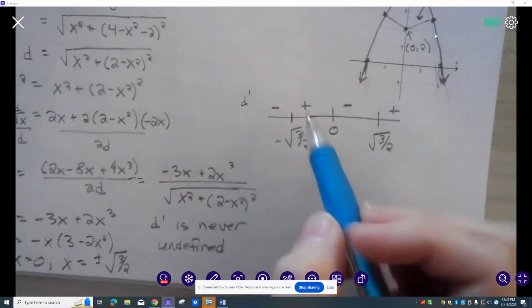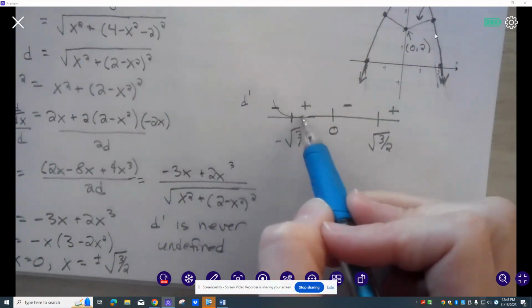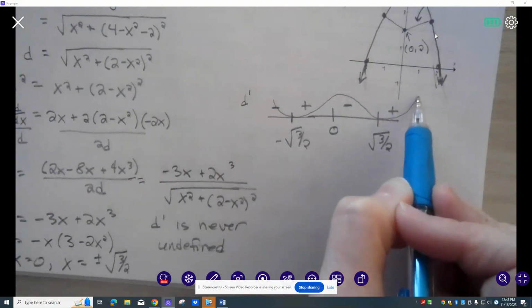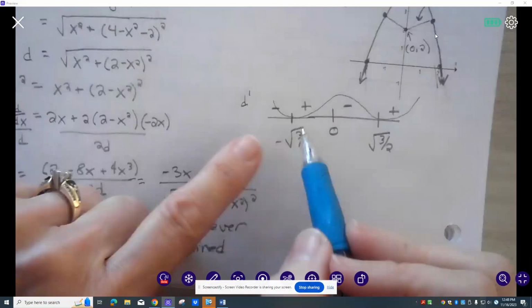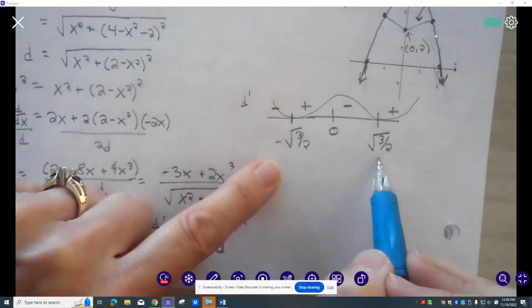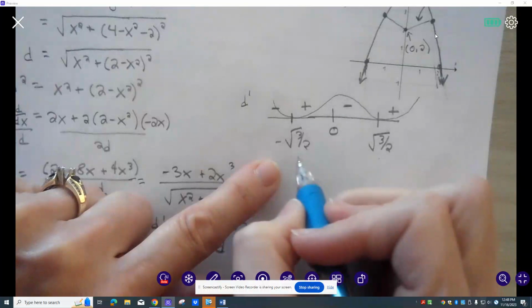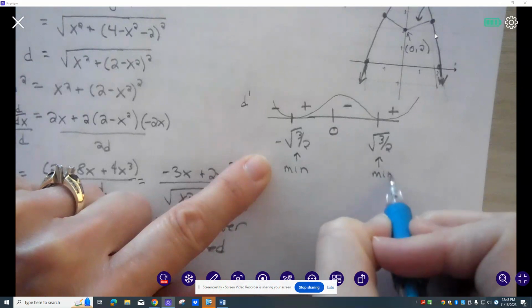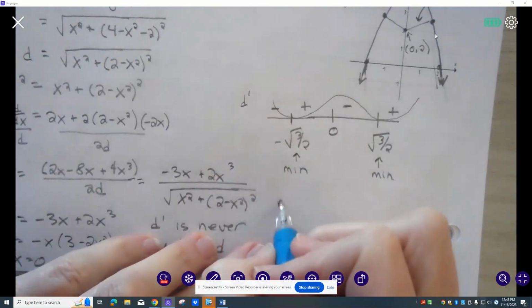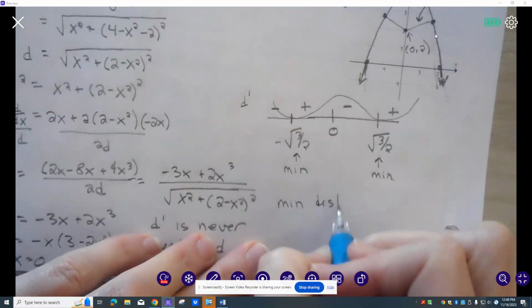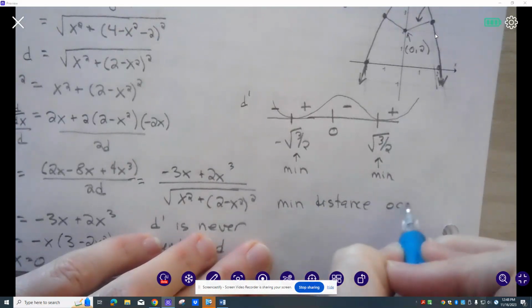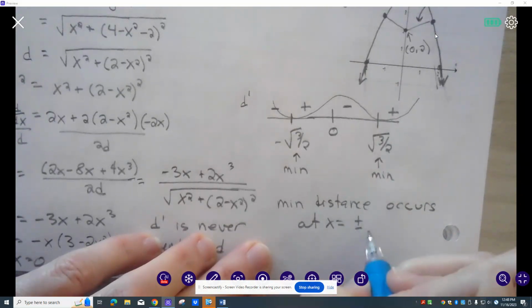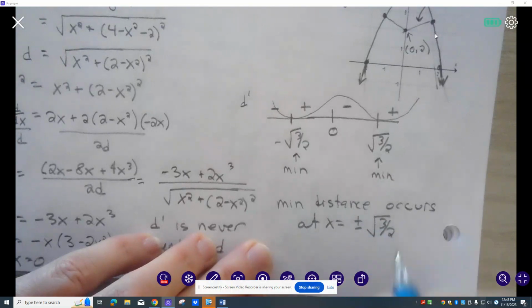So that means my original function is decreasing, increasing, 0, decreasing, increasing. So this is a min and this is a min. Remember, I'm looking for the minimum distance. So these are the dimensions that I want. So that means a min distance occurs at x equals plus or minus the square root of 3 over 2.